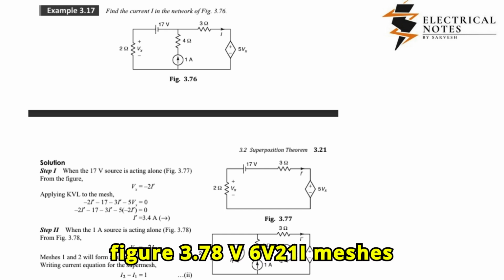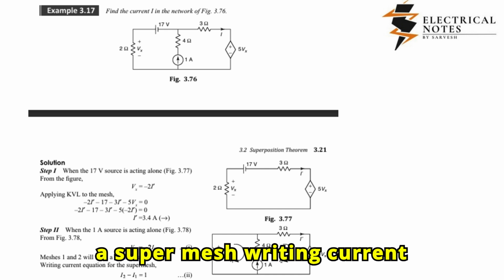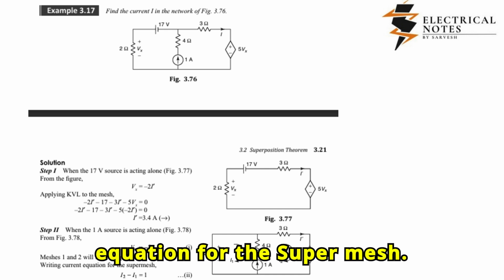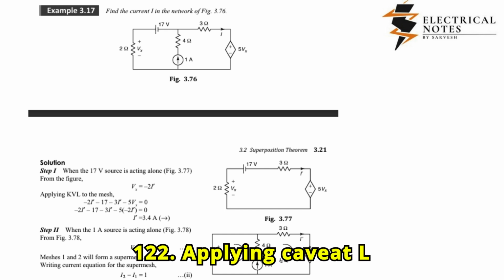Step 2: when the 1A source is acting alone, Figure 3.78. From Figure 3.78, Vx equals 2I1. Meshes 1 and 2 will form a supermesh. Writing the current equation for the supermesh: I2 minus I1 equals 1. Applying KVL to the outer path of the supermesh.